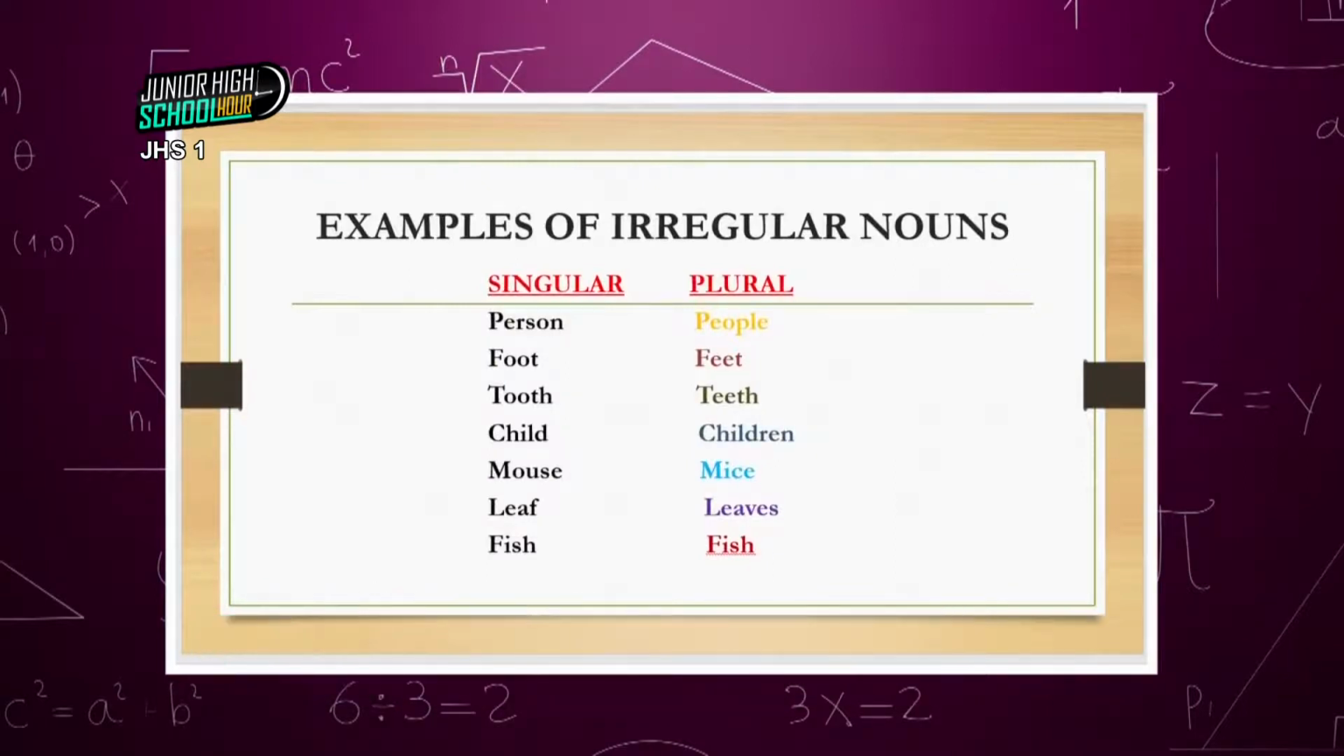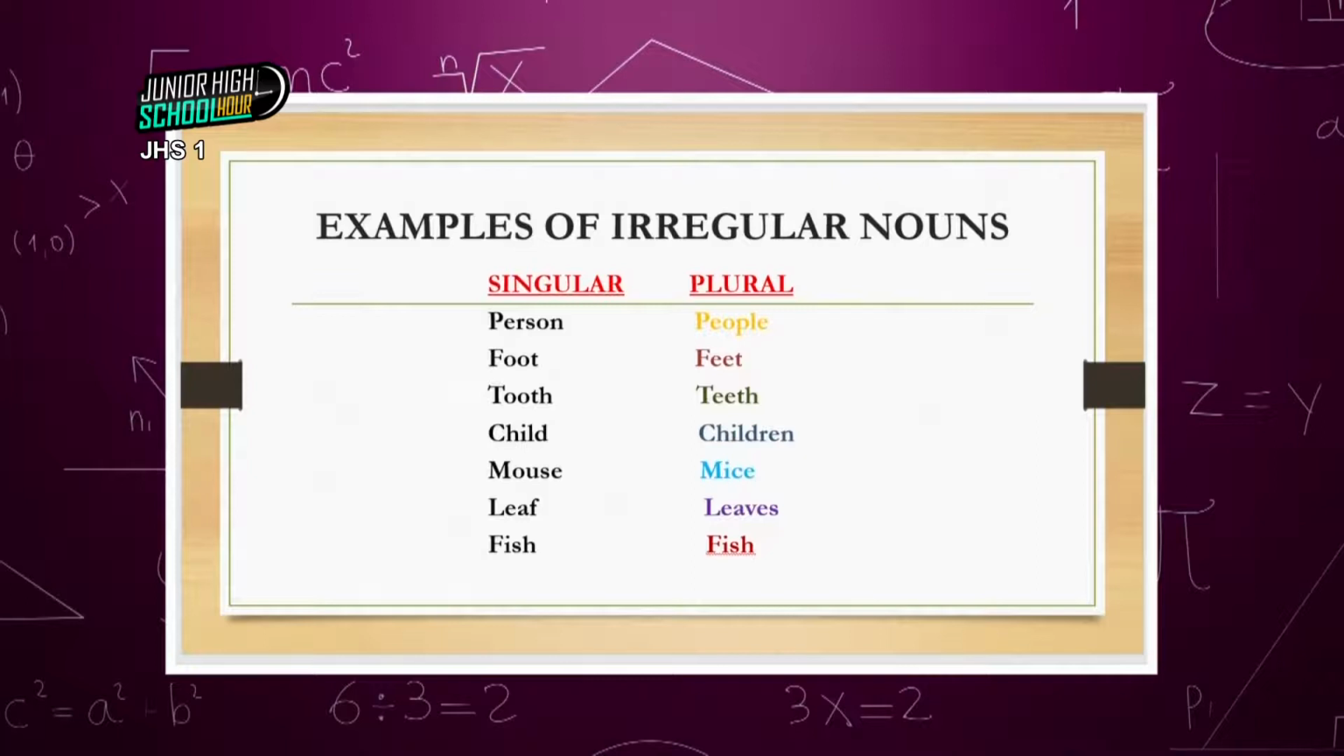Now, let me give you some examples of irregular nouns. I told you irregular nouns do not follow the rules. So I have the singular and I have the plural. The first one I have is person, singular as in one. Then the plural we have is people. Number two, we have foot. The plural form is feet. The third we have tooth, and the plural form is teeth. The next one we have child. The plural form is children.